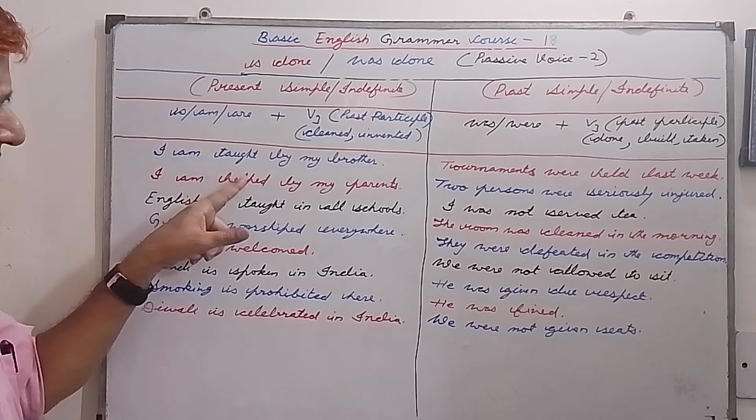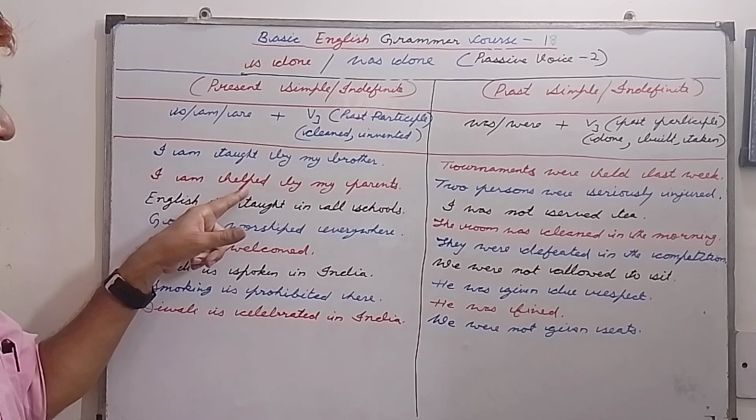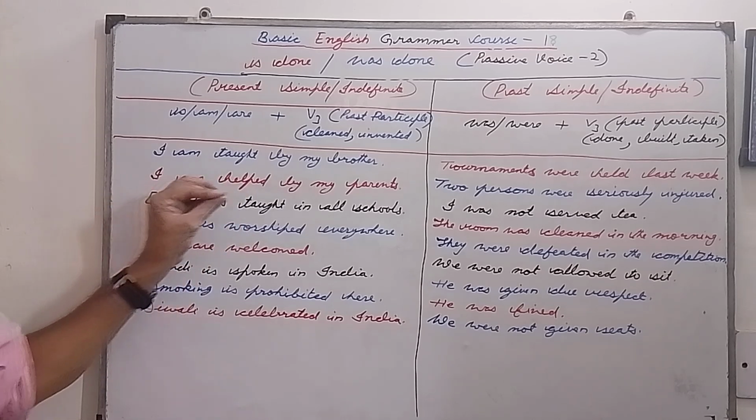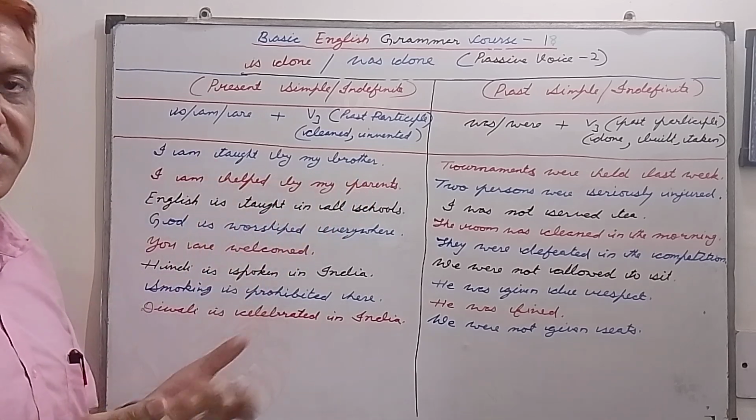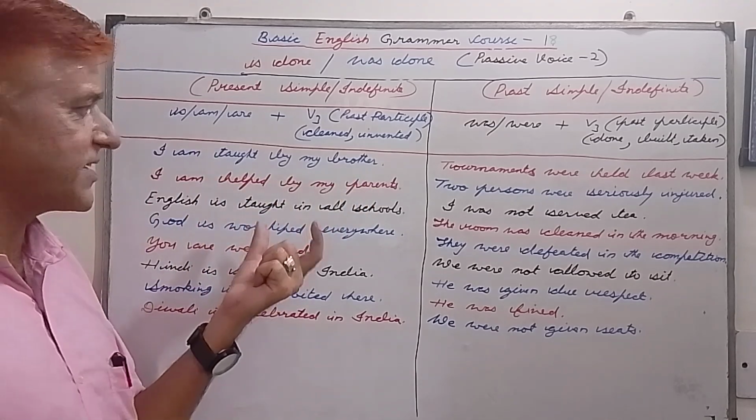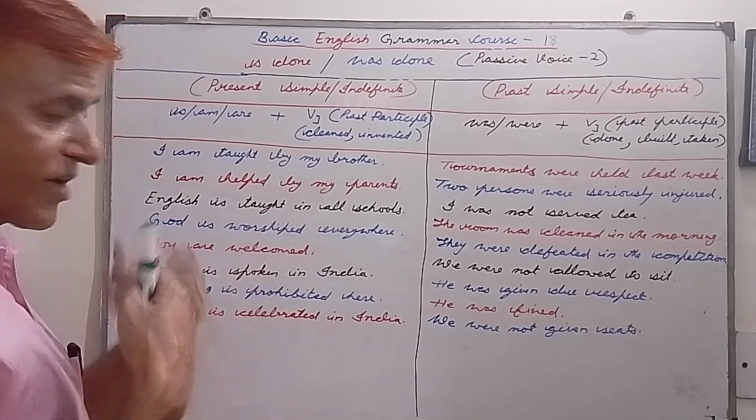So "am" and "help", the third form of the verb help. So, I am helped by my parents. It means that my parents help me. My parents help me. I don't help my parents.